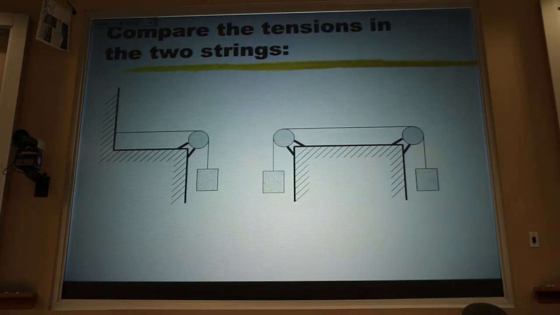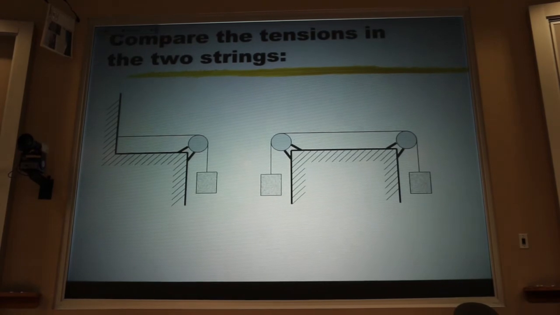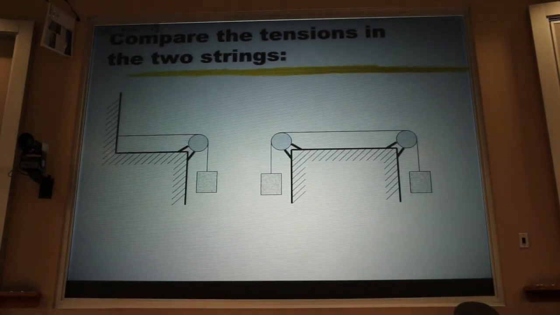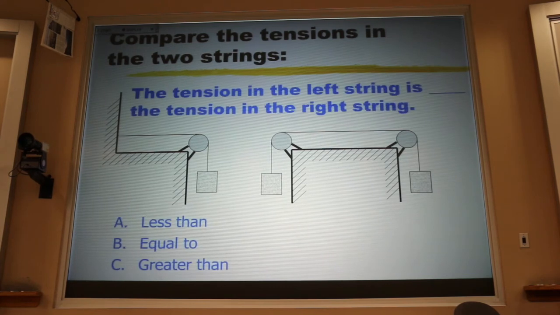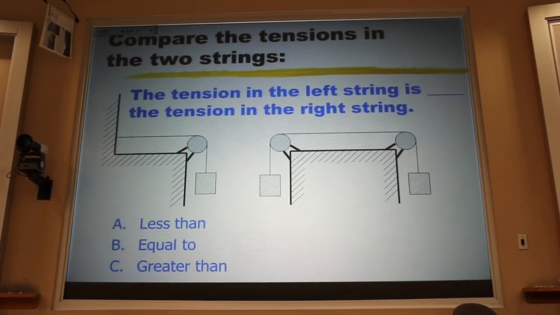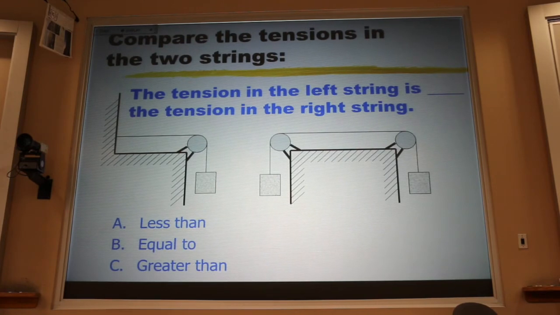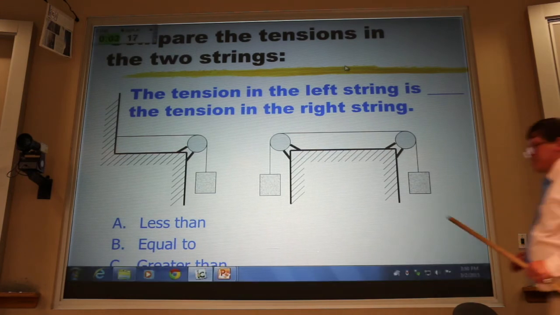Okay. I go down to Home Depot and I get 3 completely identical cinder blocks. And I hang them using massless strings as shown. And the question is, how do the tensions in the string compare? The tension in the left string is less than, equal to, or greater than the tension in the right string. So tell me with your clicker what you believe.